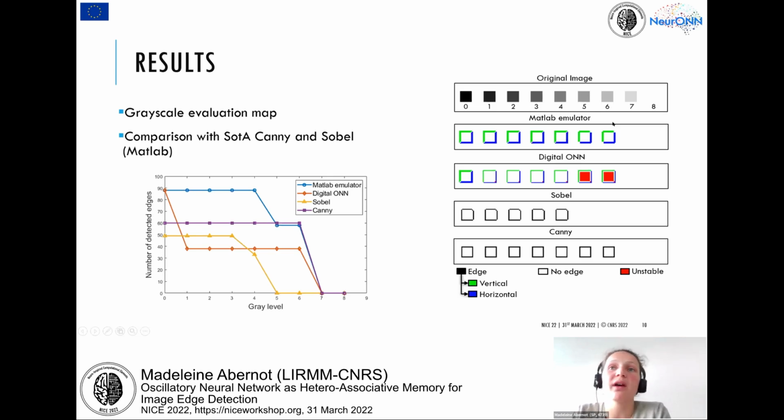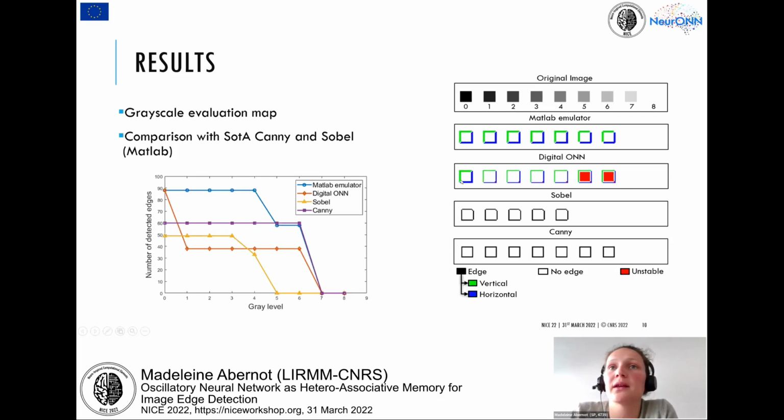grayscales. And what we have seen is that our MATLAB emulator and the digital ONN can retrieve the edges up to this 6th level of gray, like the Canny algorithm, if we compare with the others. In comparison, the Sobel algorithm cannot go as far in the gray level as our algorithms. However, we have also seen that the digital ONN, when we go too far in the gray scales, also has unstable states. So if we input a pattern, the output will always move in time, and we cannot determine clearly which output it represents.